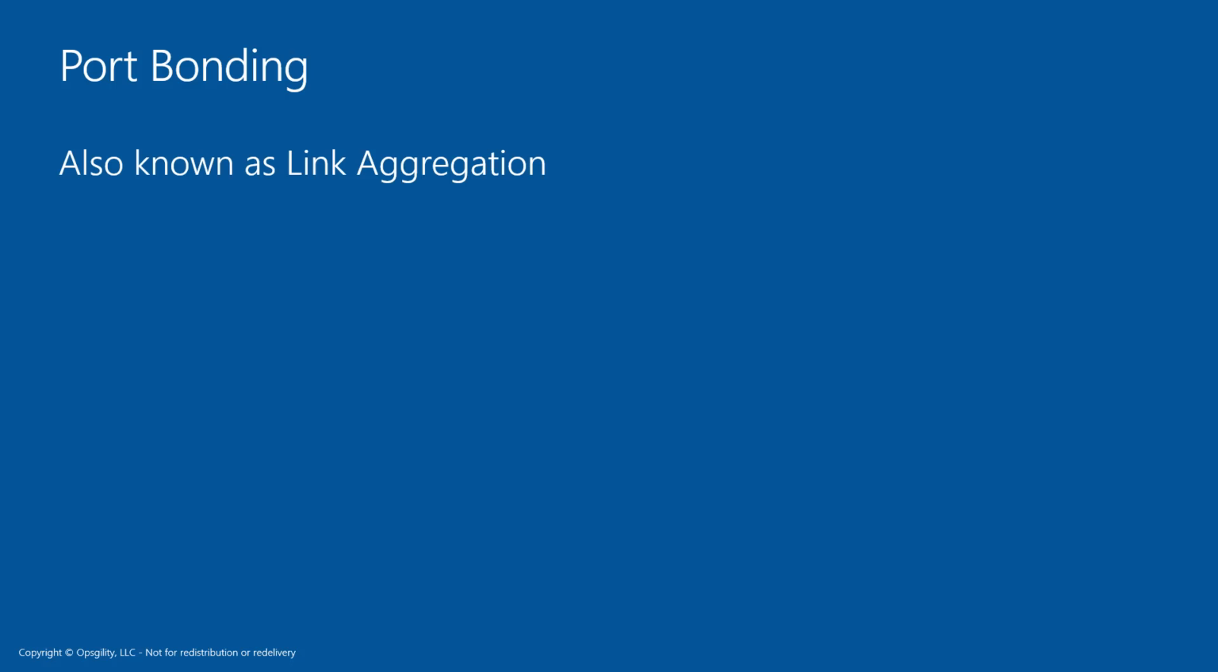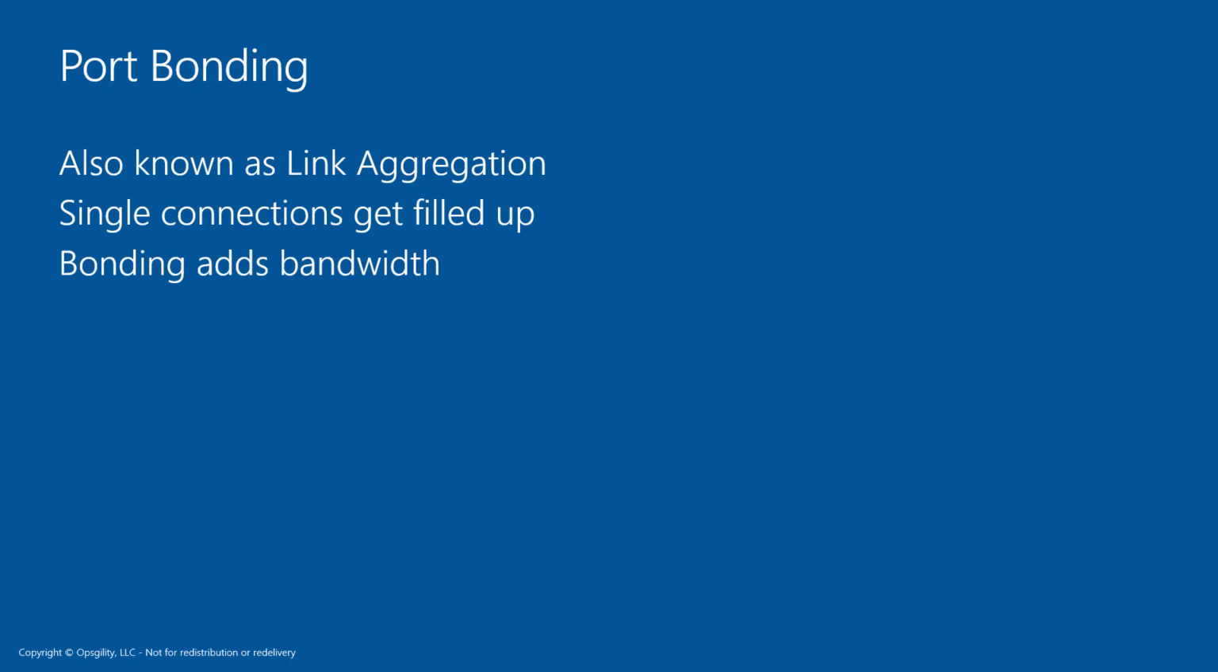Port bonding is going to allow us to take multiple connections and bond them together for faster speed. Port bonding is also known by the term link aggregation, and you can do this in Cisco by creating a link aggregation group or what's called a lag. Single network connections between switches and routers can get filled up by sending too much traffic between devices over a single cable. By bonding two or more connections, you double the bandwidth between them. You can even add additional connections to bond as needed for better bandwidth.